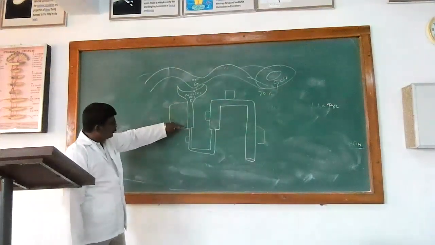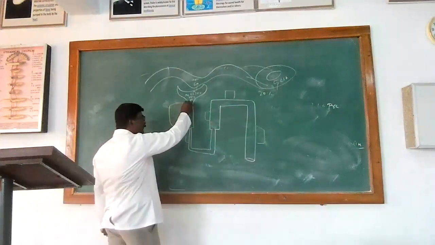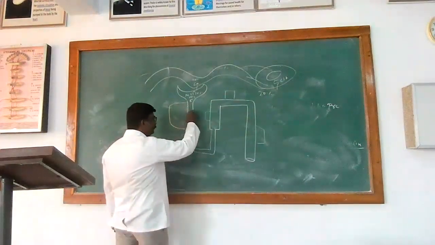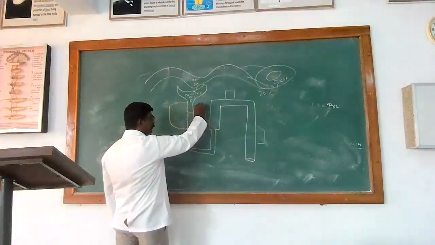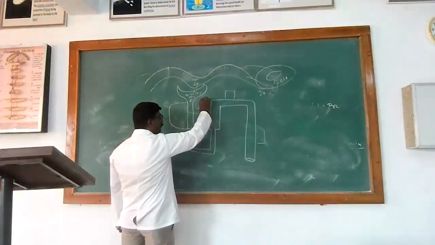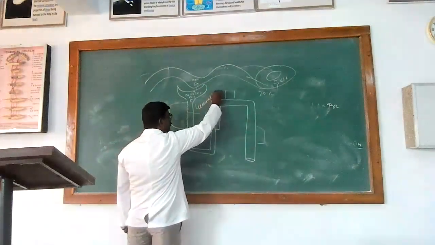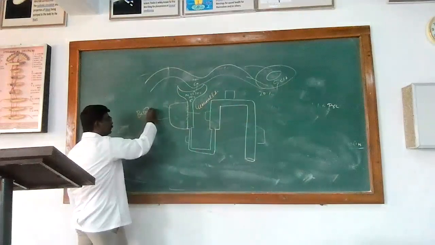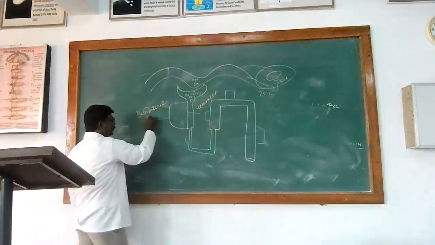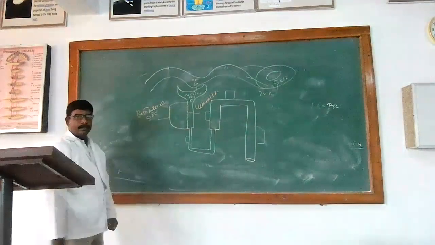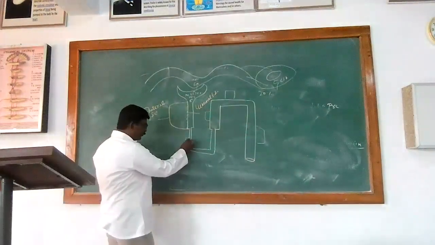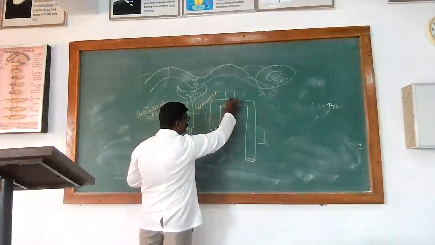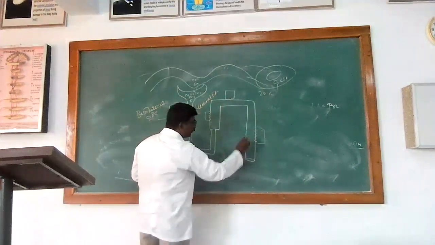So this part here is called the luminal side. This part is called the basolateral side. Here this is also the luminal side, and here this is luminal side. Here also this is luminal side.